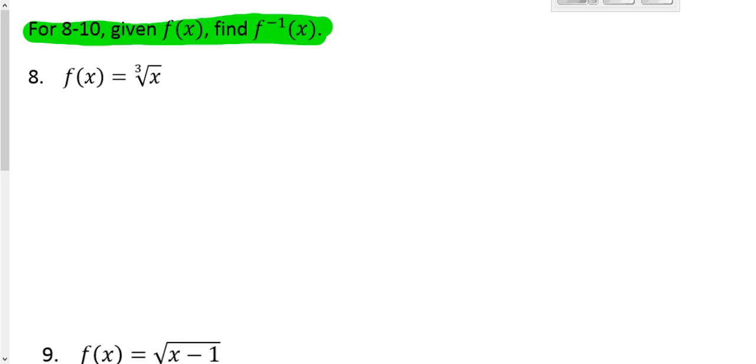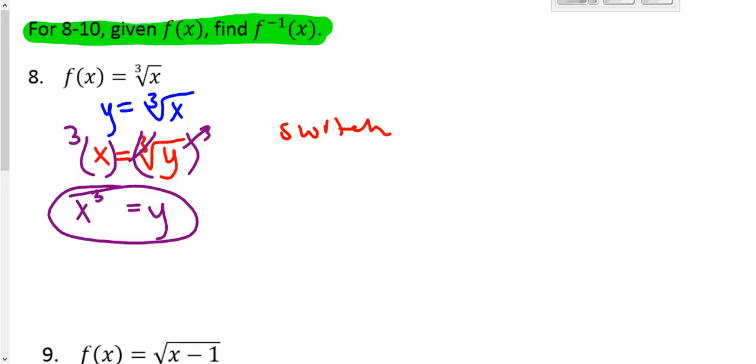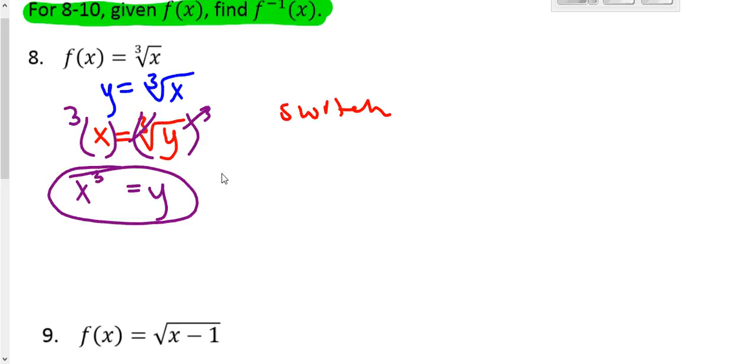So what we have here in this first problem is y equals the cube root of x. So if we switch x and y, then we would have x equals the cube root of y. And then to solve for y, we would need to cube both sides. So these cancel, and we have y equals x cubed. And that's our final answer. That would be the inverse. That's all you have to do for those kinds of problems.